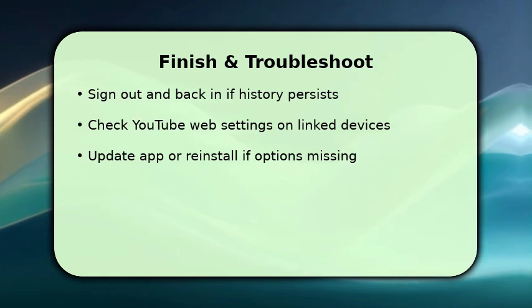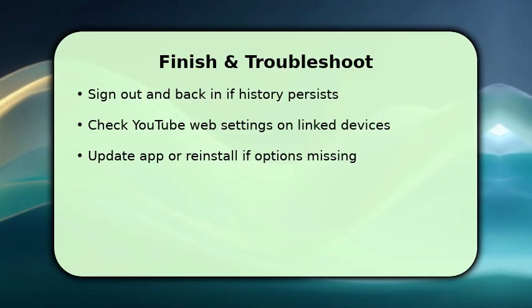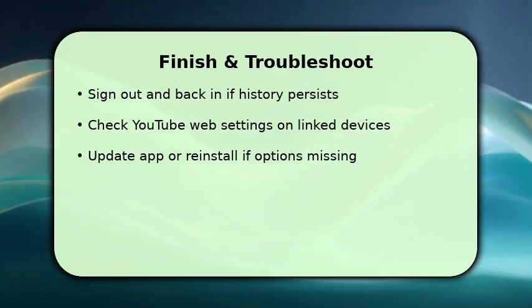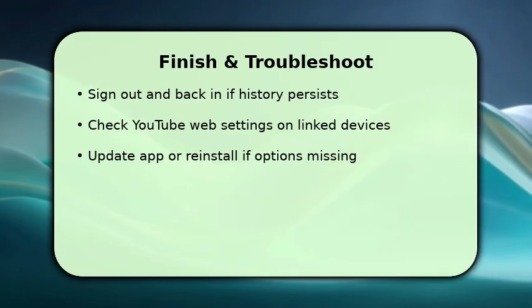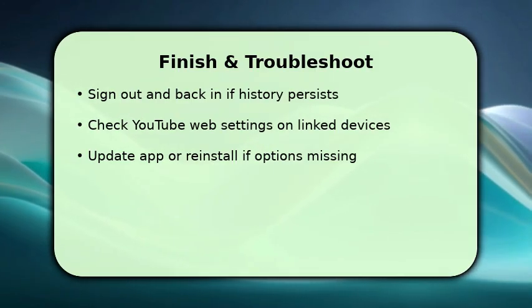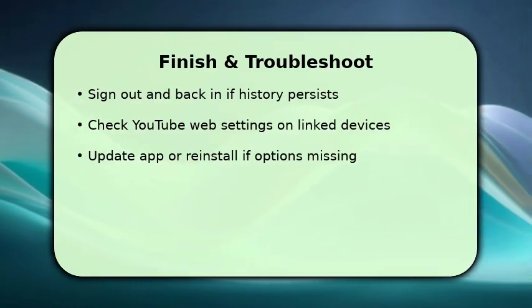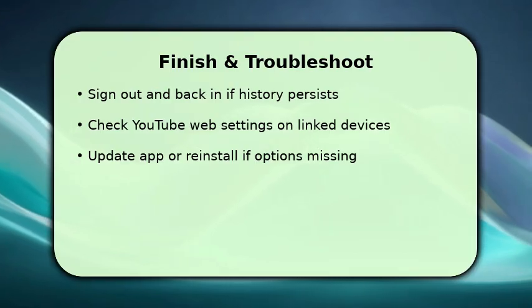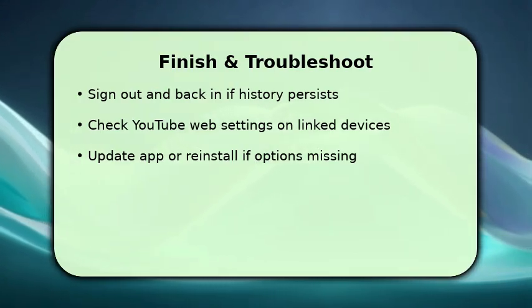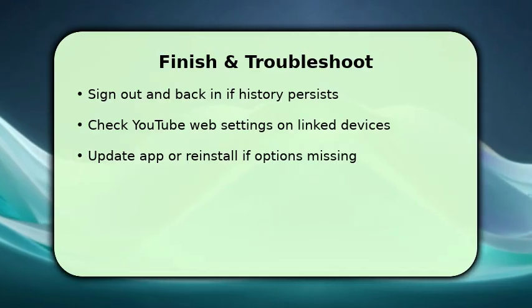If history still appears, sign out of the YouTube app and sign back in to refresh account state. Once done, make sure your app is updated. An outdated app can hide history and privacy controls. If problems remain, check YouTube on desktop for account-level controls or reinstall the app. Tip: signing out and back in often resolves sync or cache glitches quickly.